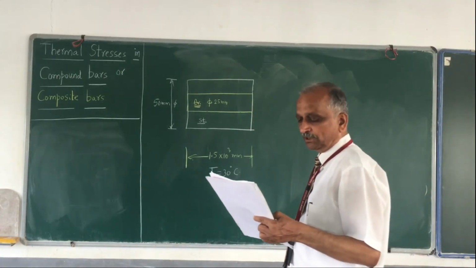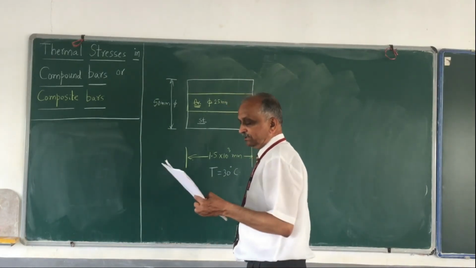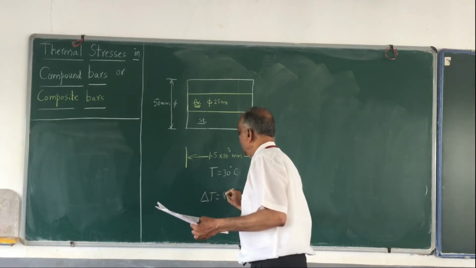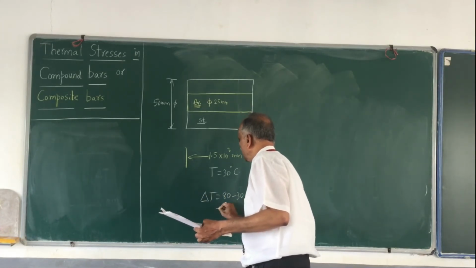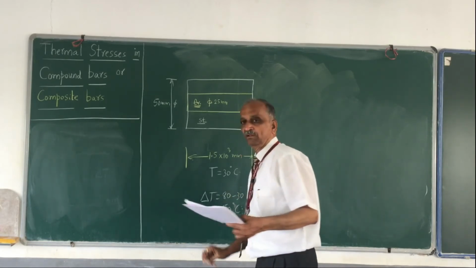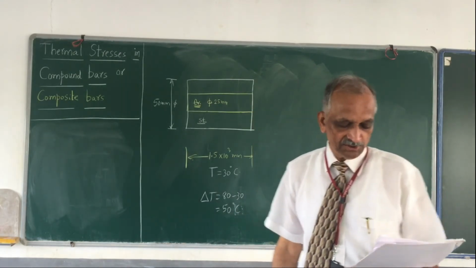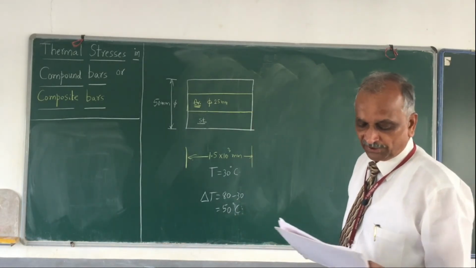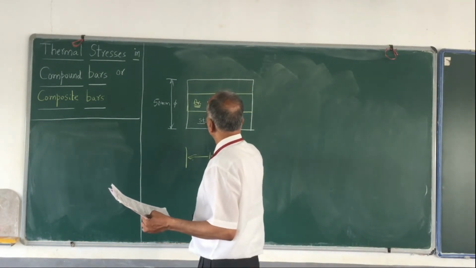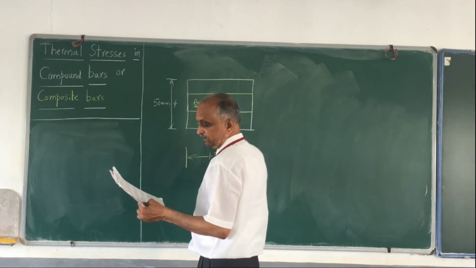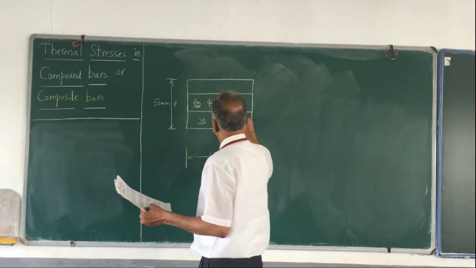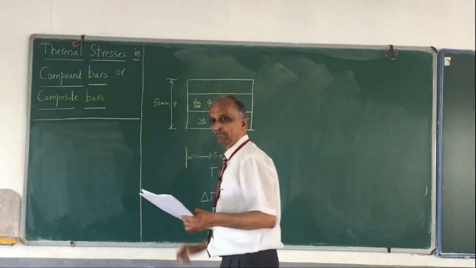Find the stresses in the two materials when the temperature rises from 30 to 80. So delta T is 80 minus 30, which is equal to 50 degrees Celsius. This is the change in the temperature. You have other information. What are those? E steel is 200 gigapascal, that is nothing but 2 into 10 raised to 5 Newton per millimeter square.